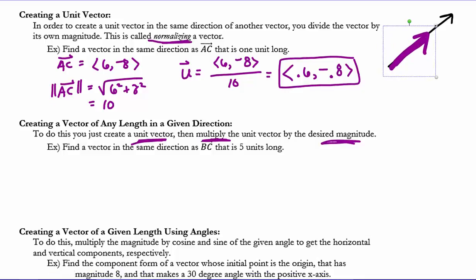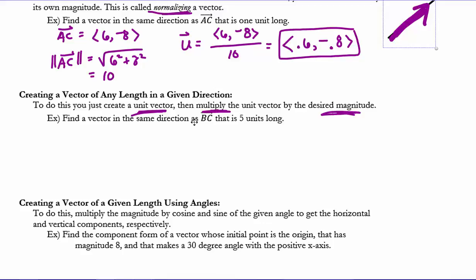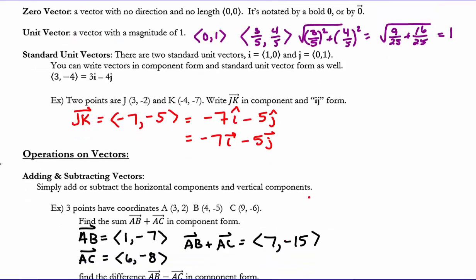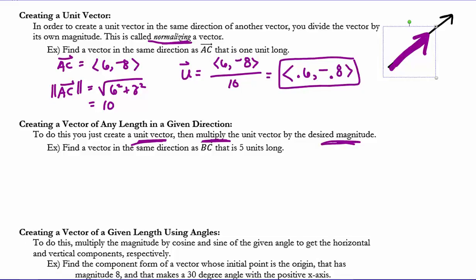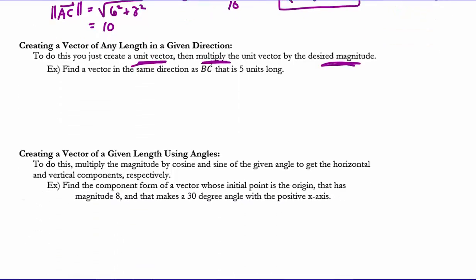Okay? So let's say I want to find a vector in the same direction as BC that's 5 units long. So let's go back here. Where was BC? Again, I'm sorry, I had to change the page. So BC is going to be 5, negative 1. So if I want to take BC, which is 5, negative 1, and create a vector that's 5 units long, first thing I need to do is find the magnitude of BC, which is going to be the square root of 26.